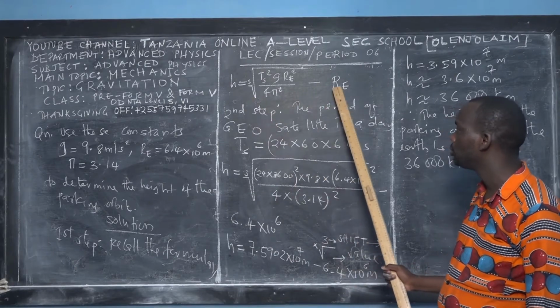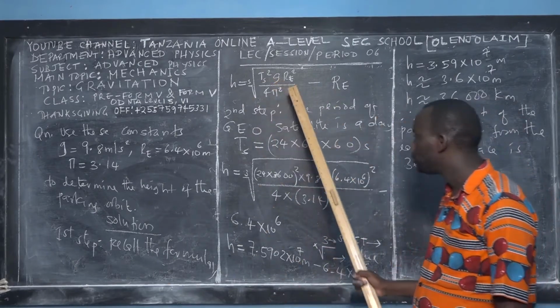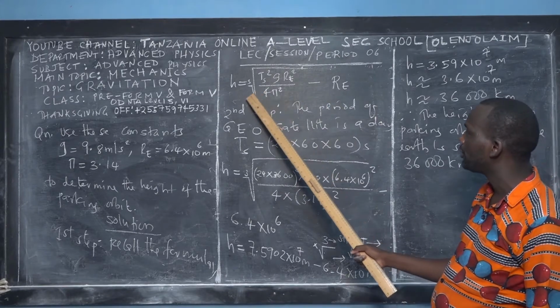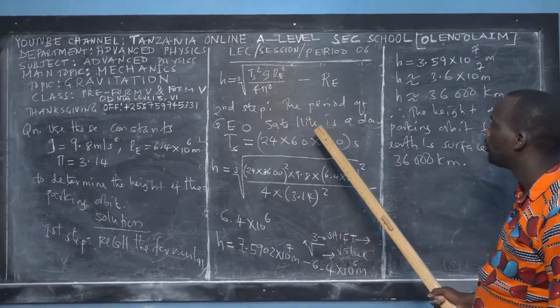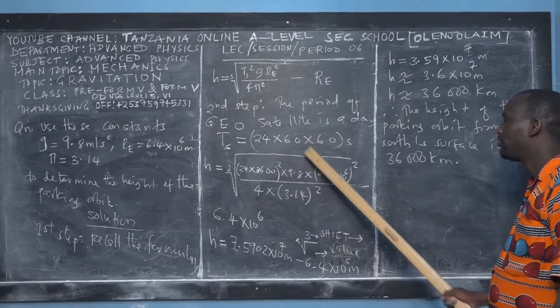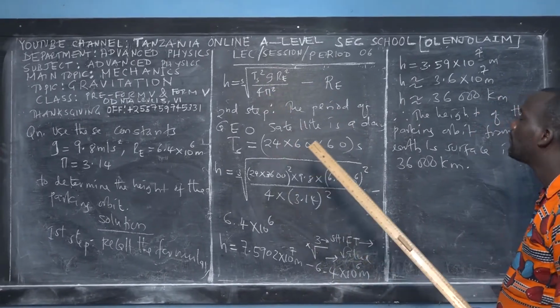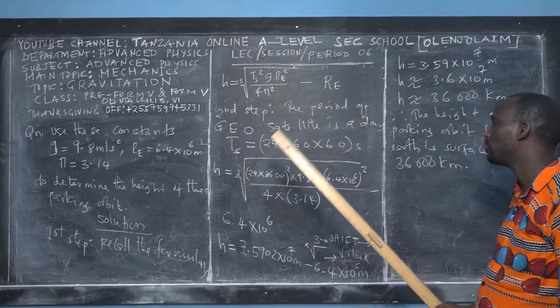this is the formula that I taught you. We derived it together. So in the second step, this formula is familiar to you: the cube root of the square of the period times acceleration due to gravity times the square of the radius of the Earth, then divided by 4 pi square, minus the radius of the Earth.